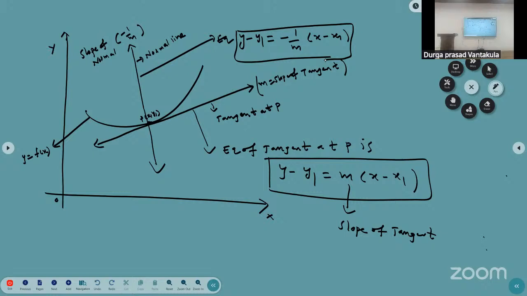What is the equation of the tangent line? You may see and tell, no problem. y minus y1 equal to m into x minus x1. Yourself, what is the equation of the normal line? y minus y1 equal to ... x minus x1.